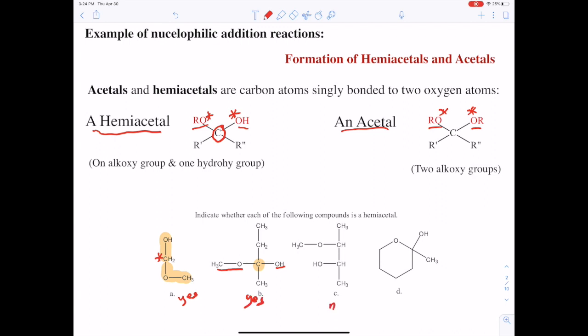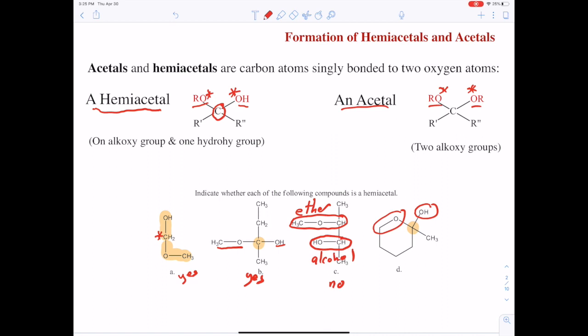Now, there is no hemiacetal in this compound. This carbon has an OH, it doesn't have any other, so it has an alcohol. And then this oxygen has a carbon on both sides, that's an ether functional group. This last example does have a carbon that is a part of a hemiacetal. Has two oxygens on the same carbon. One is a hydroxyl and one is an ether style linkage, an alkoxy group attached. So that is yes.